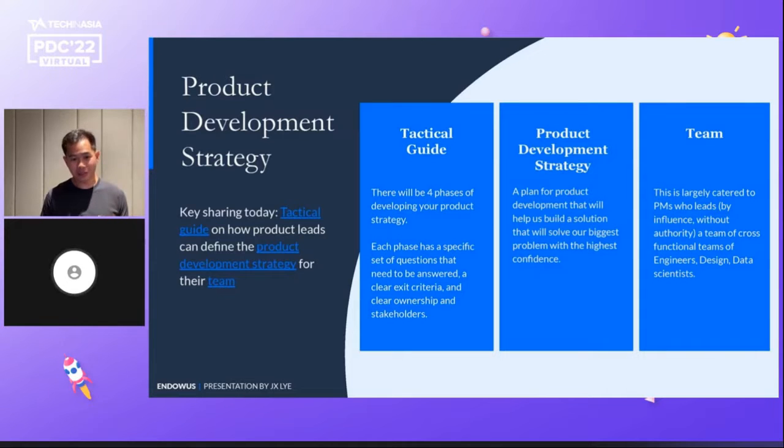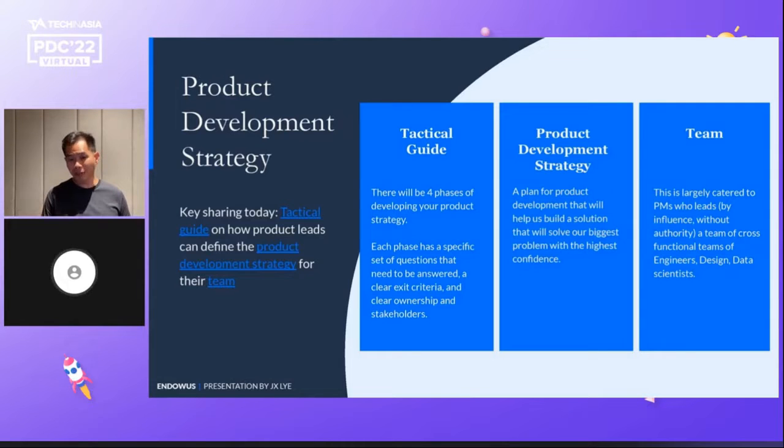There'll be 4 phases of product development. The product development strategy is a plan for product development that will help us build a solution that will solve your biggest problem. And as always, it always starts with problems.